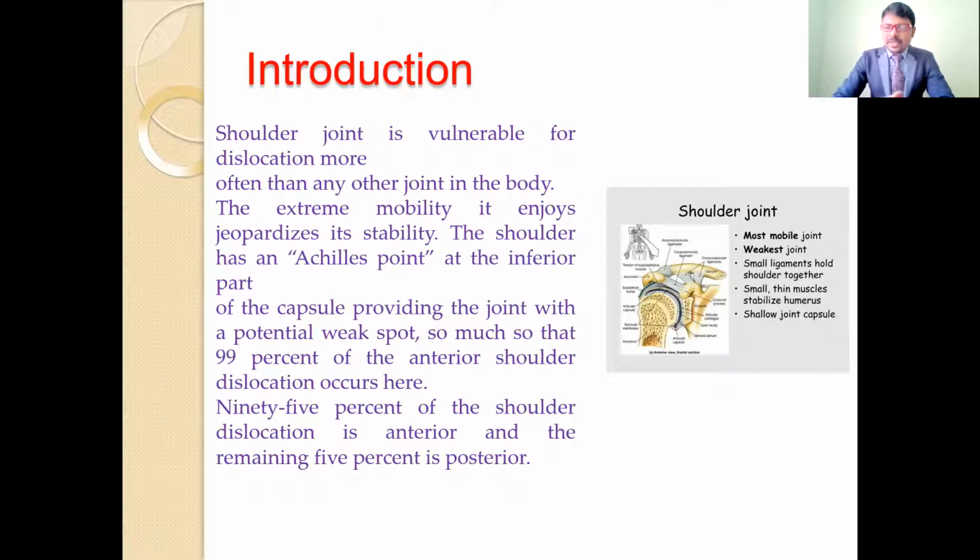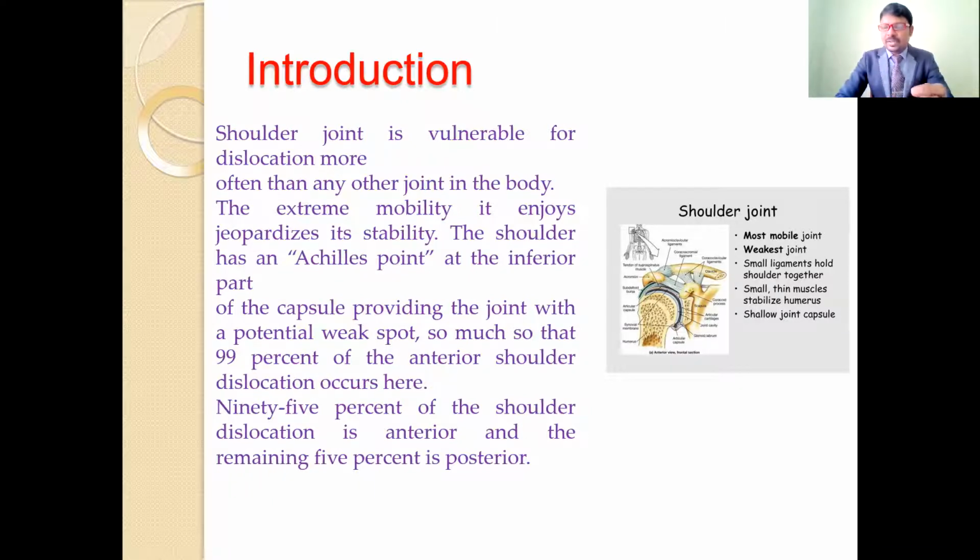If you see the shoulder joint, it is one of the largest joints in our body, but it is the most mobile joint, and it has very little stability. The shoulder joint is the weakest point among the joints, so it may dislocate very easily compared to other joints.